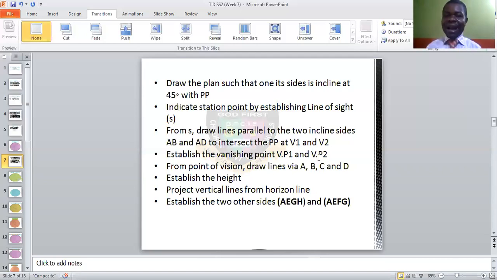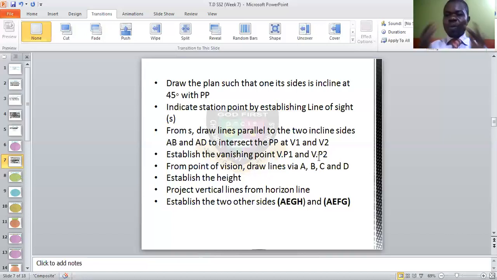Then establish the height too. That is drawing the object. Now project vertical lines from the horizon line. That's what I meant. All these lines will now meet the horizon line. Then you project vertical lines. Then establish the 2 other sides. I call them AEGH and AEFG.